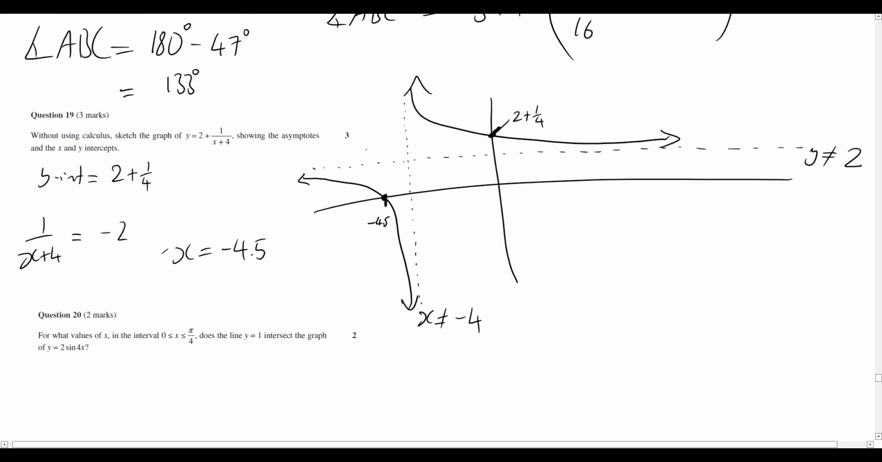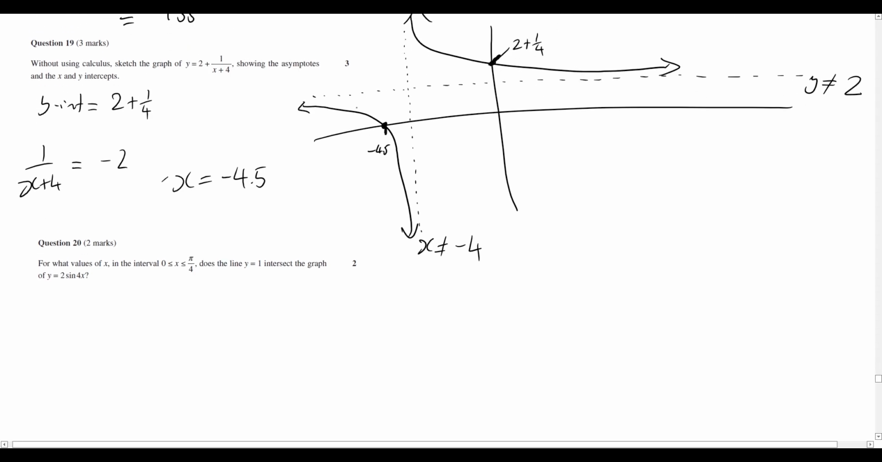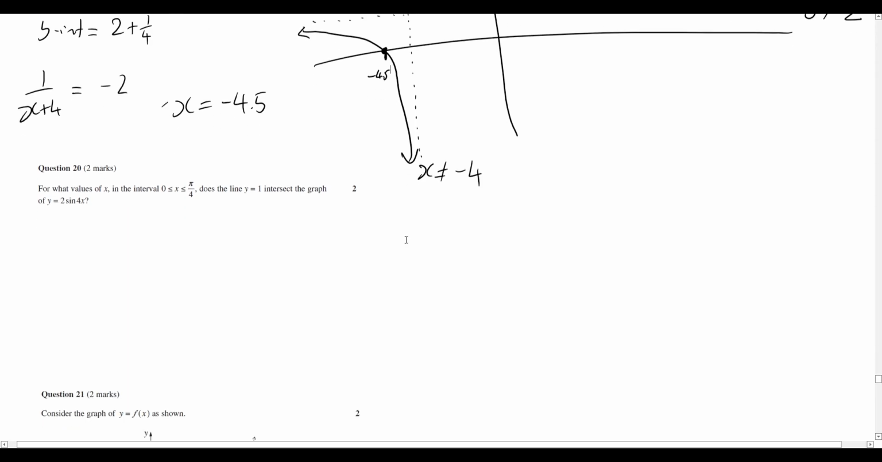So we've drawn up our full hyperbola. We've indicated which directions we'll be going. We've shown that it has a y-intercept of 2 1/4 and an x-intercept of minus 4.5. And that's all we really need to write in. Okay, now on to question 20.